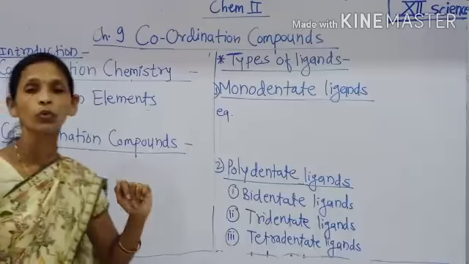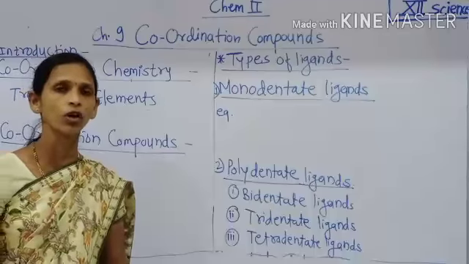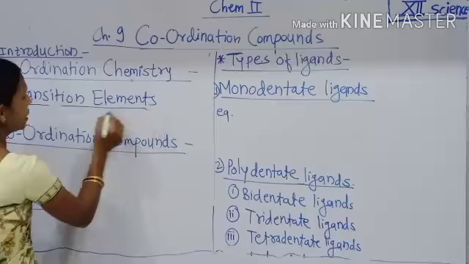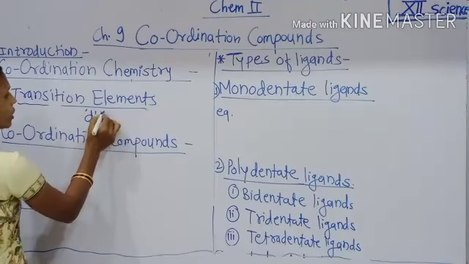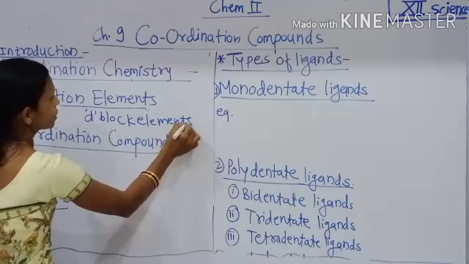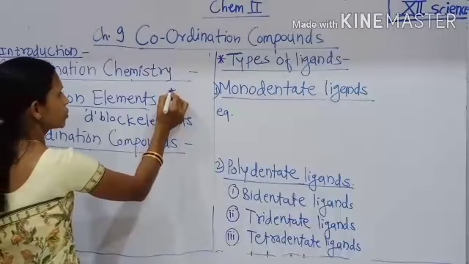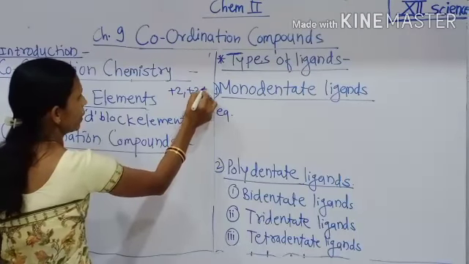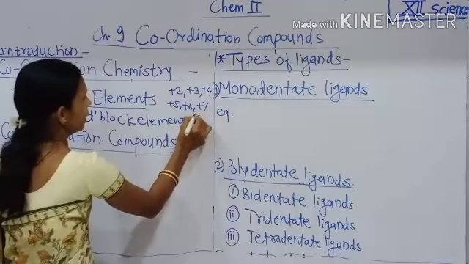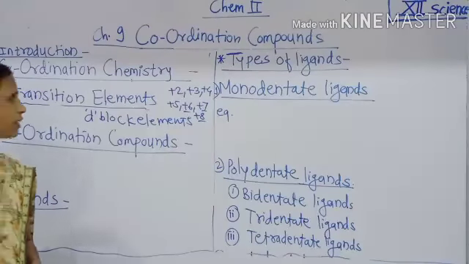See here, before that we have to study about the coordination compound. First of all, you are aware that transition elements, which are known as d-block elements, and these d-block elements show variable oxidation states. That means they show +2, +3, +4, +5, +6, +7 and +8 oxidation states. All of you know about that.